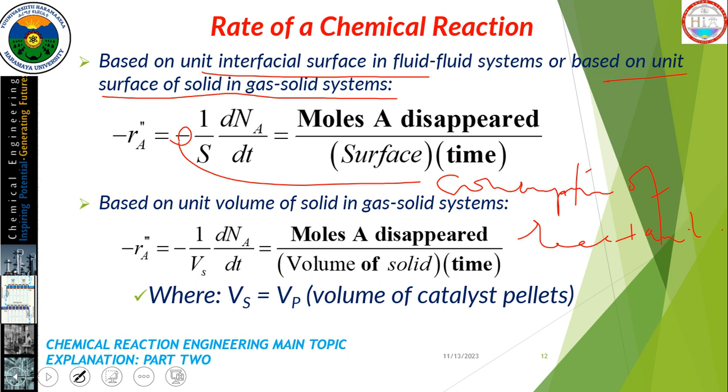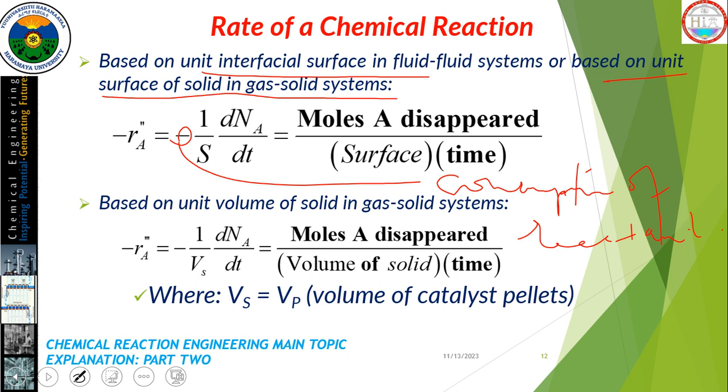Based on unit volume of the solid in gas-solid systems, you can explain it as minus Ra triple prime equals minus 1 over Vs dNA by dt, moles of A disappeared over volume of the solid times time. In this case, Vs is directly equal to Vp. Since it is a solid catalyzed reaction, Vp is the volume of the catalyst pellets, which we can explain for a spherical catalyst as well as for cylindrical catalysts.